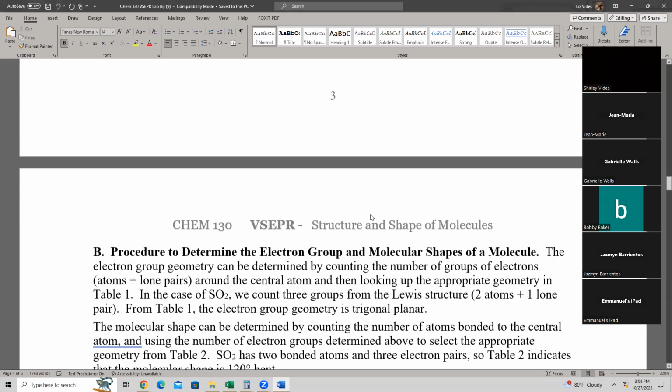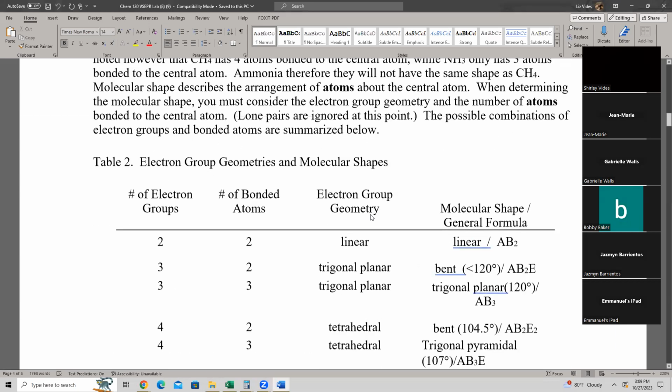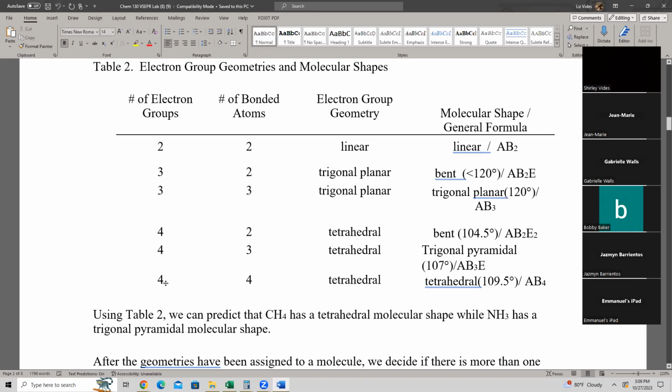Okay. Right here. Okay, so this table, see how it tells me I have 4 bonded atoms, 4 electron groups, and all 4 are bonded atoms. So that tells me that the electron group geometry, and they're different sometimes, sometimes they're not, is tetrahedral. And the molecular shape is also tetrahedral with a 109.5 angle, and a general formula of AB4. Okay, so there you go. So that's where all of this is coming from. All right, so let's go back.